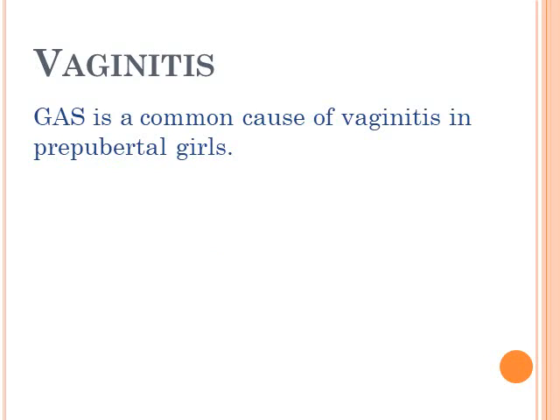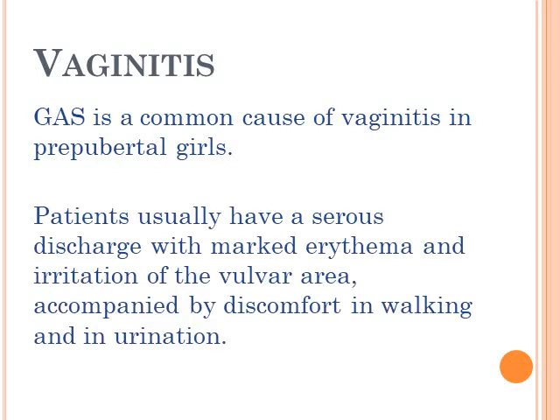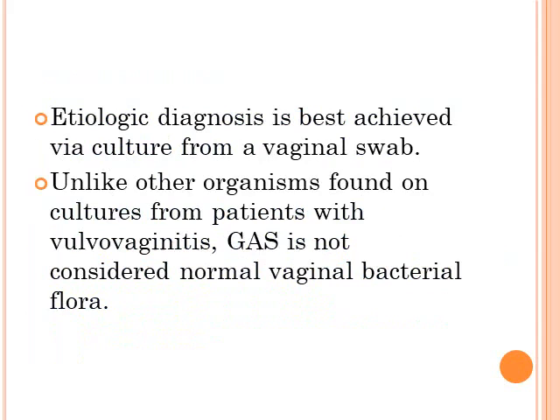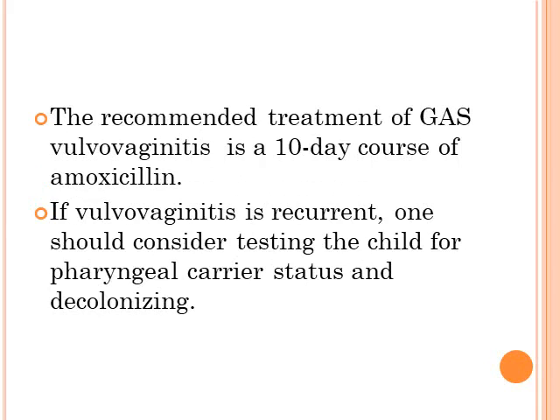So vaginitis: group A streptococcus is a common cause of vaginitis in prepubertal girls. They usually have serous discharge with marked erythema and irritation of the vulvar area, accompanied by discomfort in walking and in urination. Etiologic diagnosis is best achieved via culture from a vaginal swab. Unlike other organisms found on cultures from patients with vulvovaginitis, group A streptococcus is not considered normal vaginal bacterial flora. The recommended treatment is a 10-day course of amoxicillin. If vulvovaginitis is recurrent, one should consider testing the child for pharyngeal carrier status and decolonization.